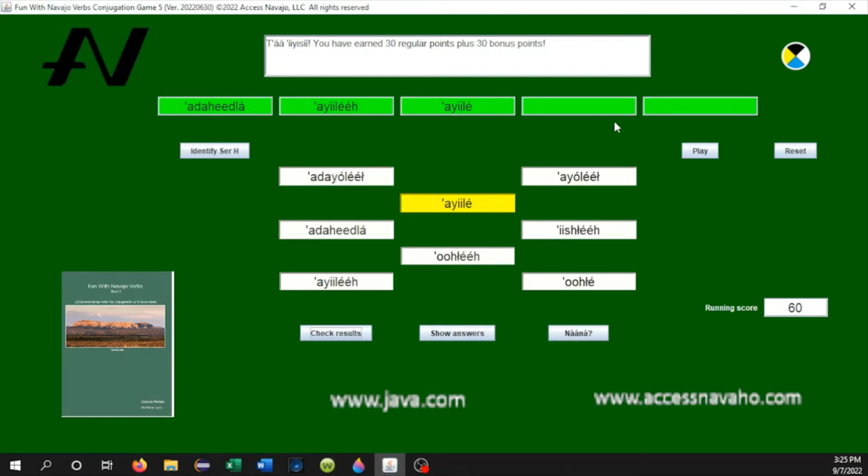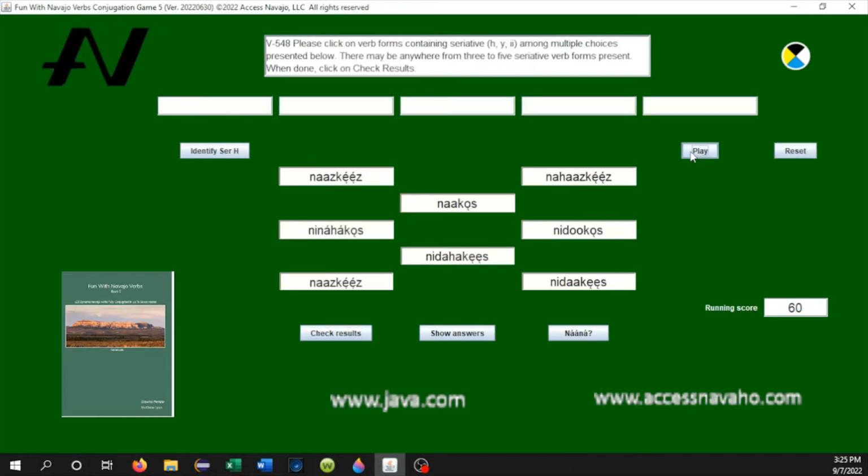Now to play again, let's click on play. It'll give us a new verb. So we're looking for seriative H forms now. Let's see what we've got in here. That could be seriative H. And let's pick 4 forms. So the first 3 clearly have H's in them, so they're probably going to be correct. This last one does not, but I just want to show you what happens if you select a wrong answer.